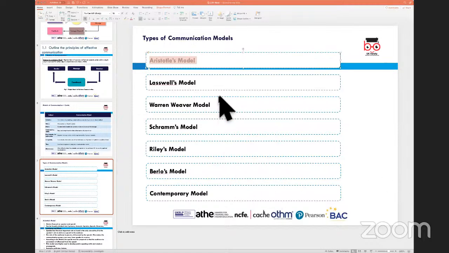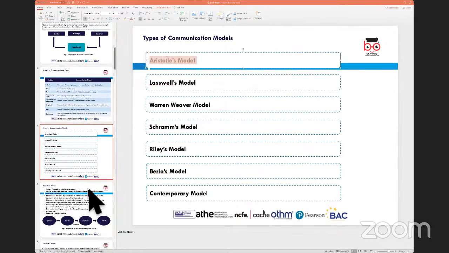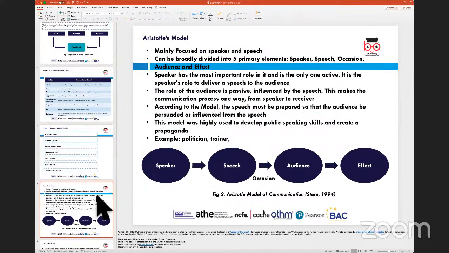So let's look at a couple of these models. There are 7 or 8 of them. The contemporary model is generally the one being used in most situations now, but there are lots and lots of different types of models which have been discovered and proposed over the years. And these models typically are used in one or some form of communication at any given point in time.